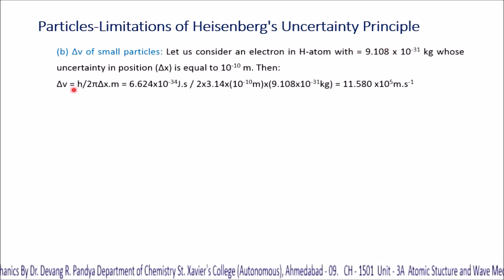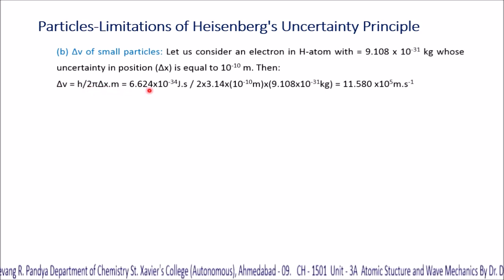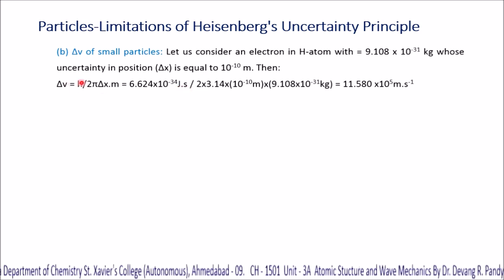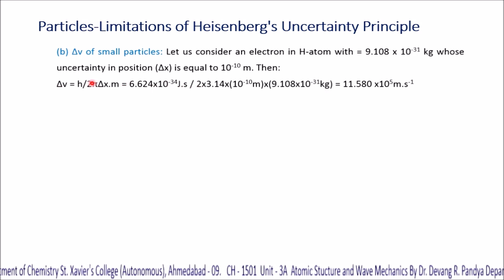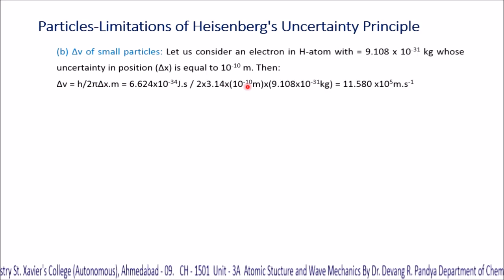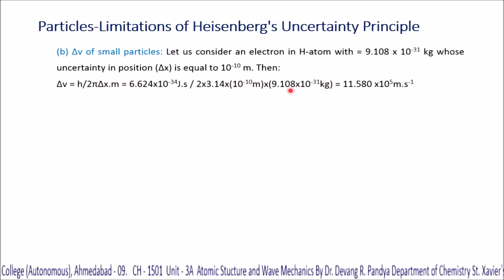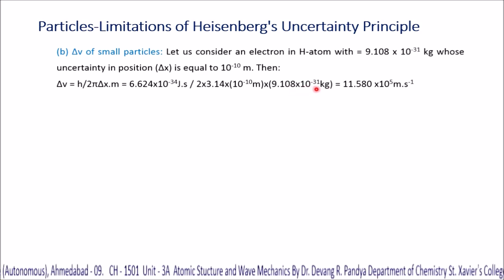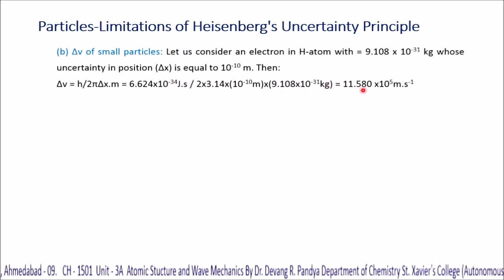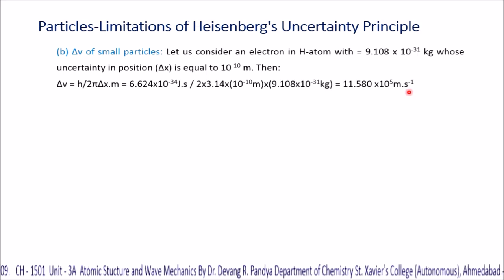So delta V is equal to h upon 2 pi delta X into m, which is 6.624 into 10 raised to minus 34 joule second, that is the value of Planck constant, divided by 2, into pi, that is 3.14, into delta X, that is 10 raised to minus 10 meter, into m, that is 9.108 into 10 raised to minus 31 kg. When we do this calculation, we will get 11.580 into 10 raised to 5 meter second inverse.